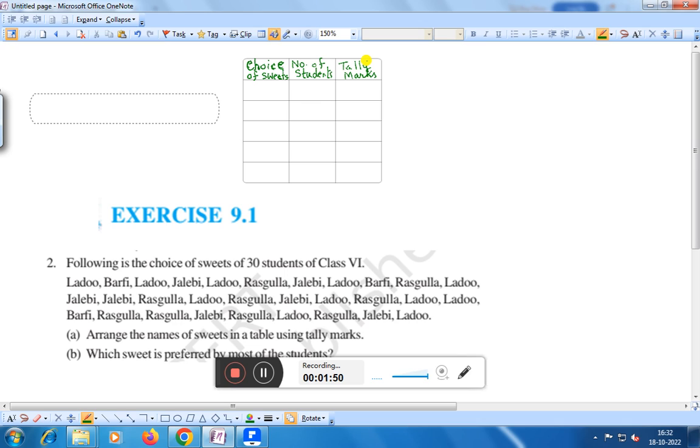Now the choice of sweets: let us take the first one, Laddu, L A D D O O. Next one is Barfi, B A R F I. Next one is Jalebi, J A L E B I. Fourth is Rasgulla, R A S G U L L A. Any other things? No. Let us take Laddu.